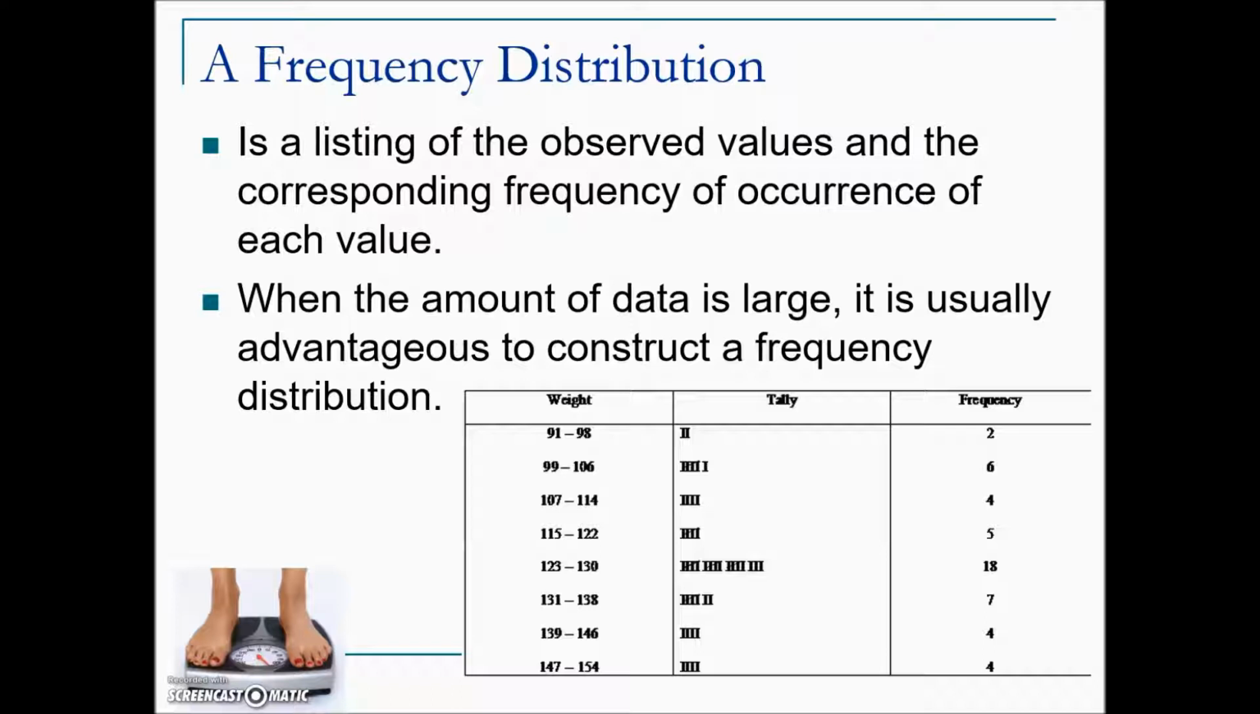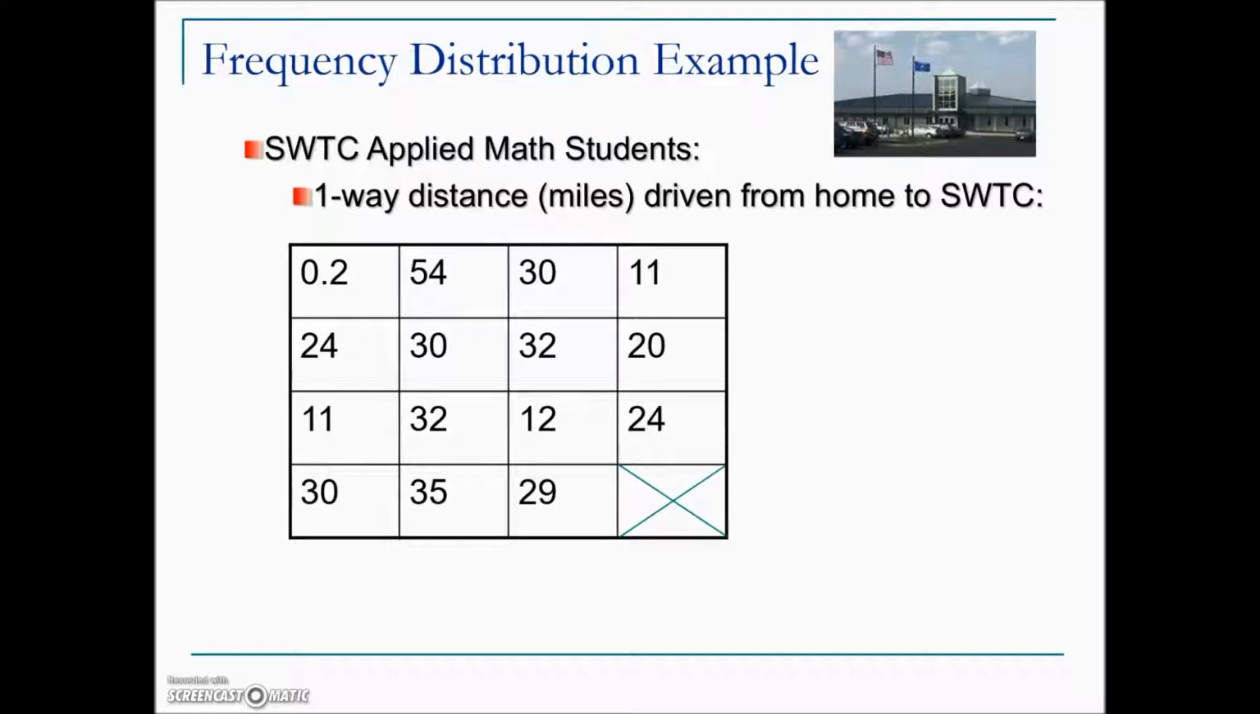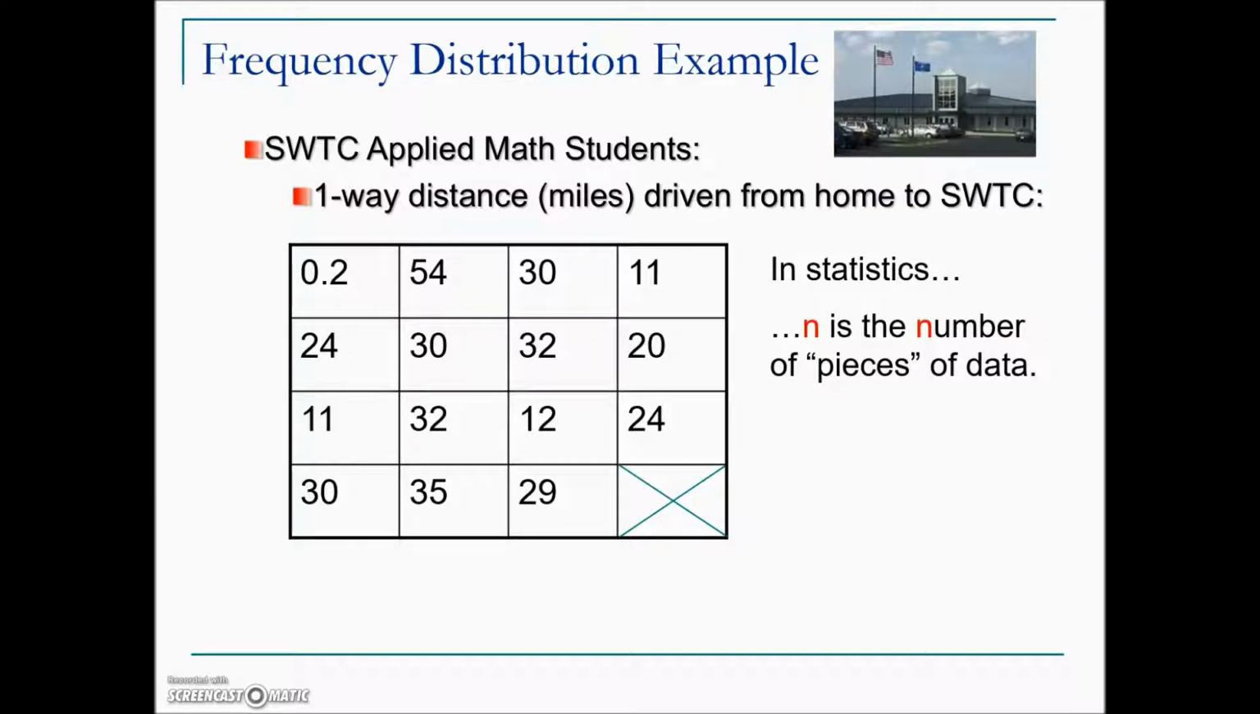It's breaking down the weights into classes and the frequency of the raw data that fits each one of these intervals or classes. Here's an example taken from an applied math class at Southwest Tech, recording the distances that students travel one way from home to the college. Looking at it in this raw format, it's very difficult to get a sense of what's going on, at least initially, without digging in. In statistics, one of the first things we're interested in is the number of data pieces, and we let n stand for the number of data pieces. In this sample, if we count up the commuter distances, there are 15 data values here.